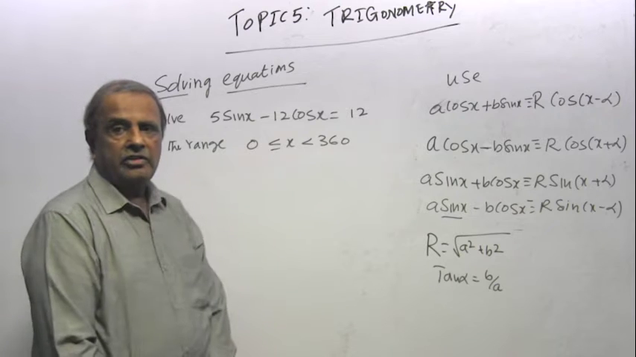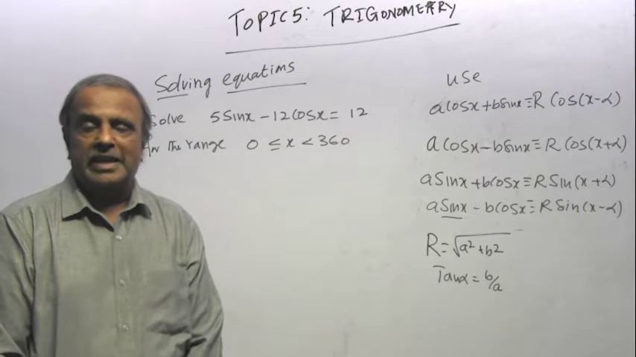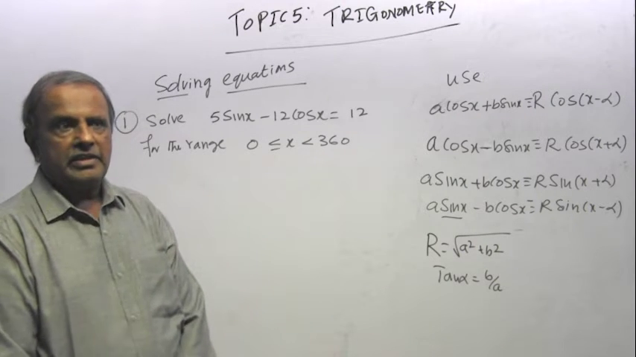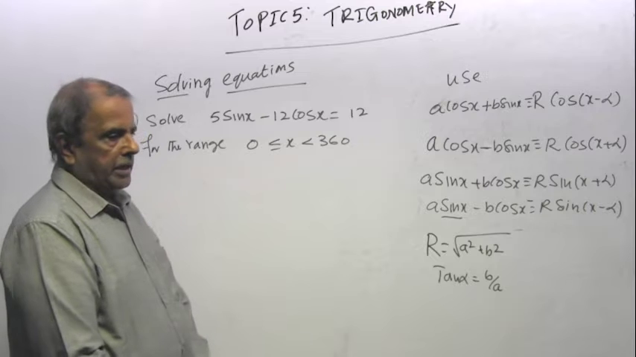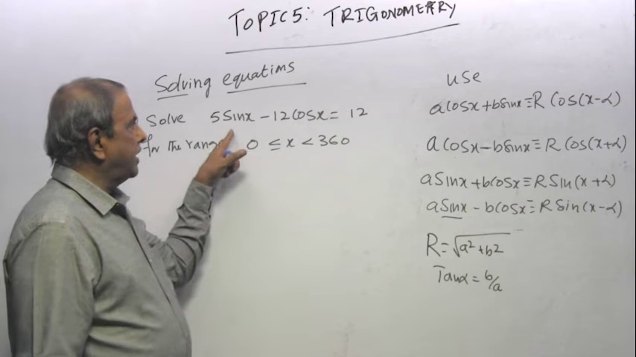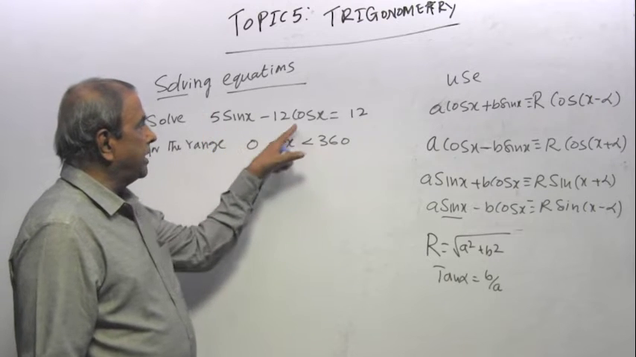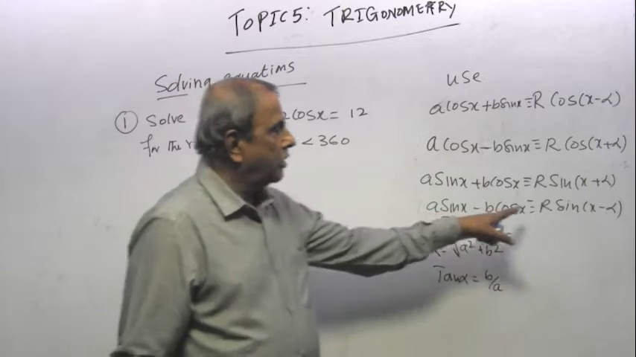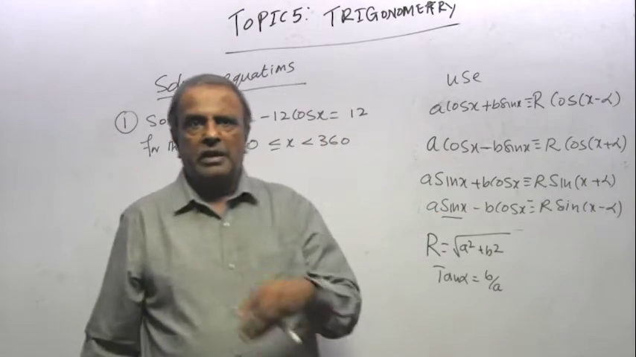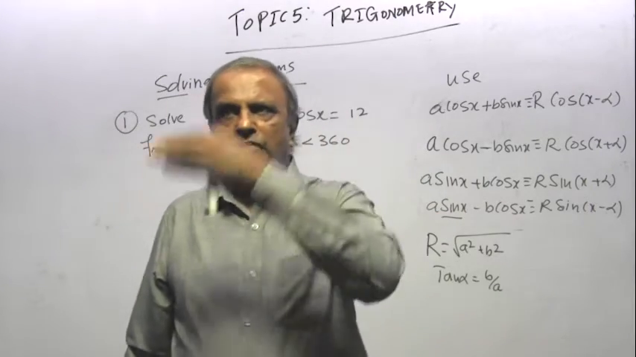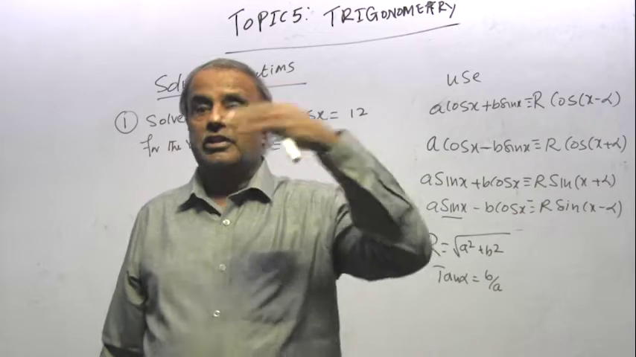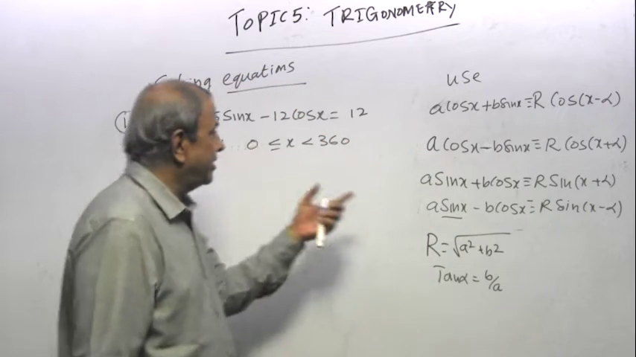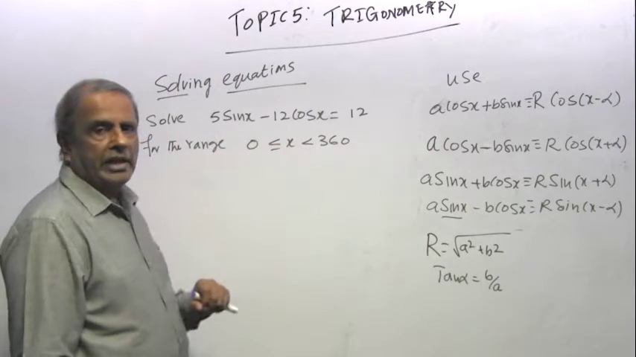A question like this will not come in this format in the exam. In the exam, the question would be: express 5 sin x minus 12 cos x in the form r sin(x minus alpha), where r is greater than 0, 0 less than alpha less than 90, or alpha is acute, and hence solve. That's what they ask.